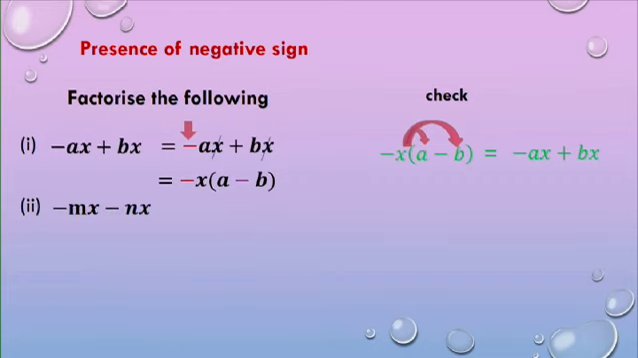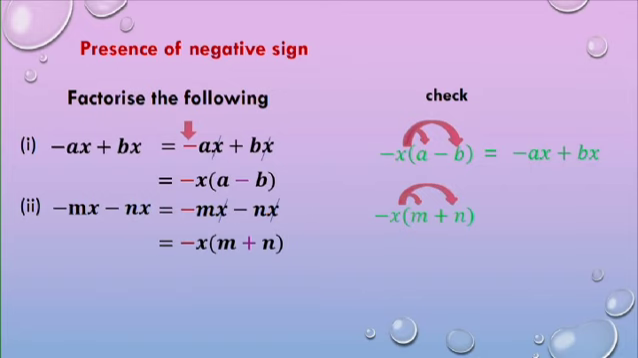Let's take another example. Here again, the letter x is common. Since we have a negative sign in front of the bracket, while removing minus x outside the brackets, the sign inside the bracket changes. Again, we can verify the answer through expansion. And here, while multiplying minus x by m, we have minus mx, and multiplying minus x by positive n, we have minus nx. That is why, through factorization, the sign has changed inside the bracket.